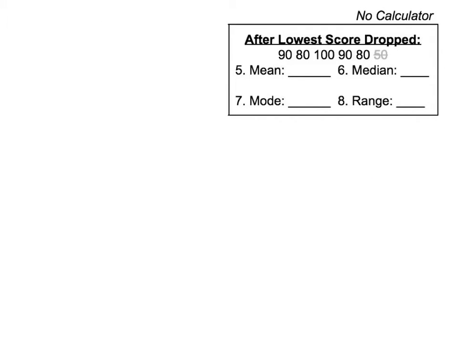For 5, 6, 7, and 8, we're going to find the mean, median, mode, and range after the lowest score is dropped. This time, I'm going to start by putting the numbers in order least to greatest. Now 50 is not included, so I don't write 50. I start with 80, 80, 90, 90, and 100. So my numbers are now in order least to greatest.